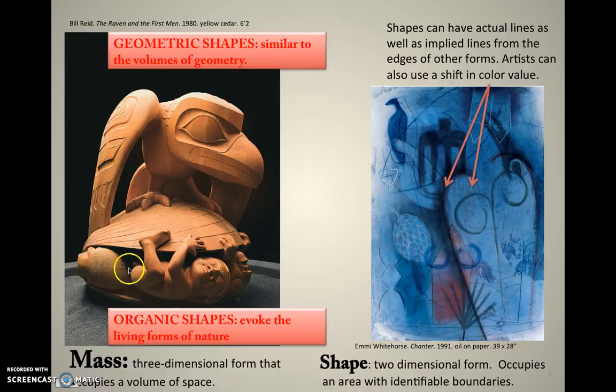Whereas this mass is 3D. So this sculpture is actually over 6 feet in height. You're looking at something that is also Pacific Northwest Native American, and it tells of an origin tale. So this bird that you're looking at has actual mass. He's probably about 3 feet in height as part of this sculpture that you're looking at.